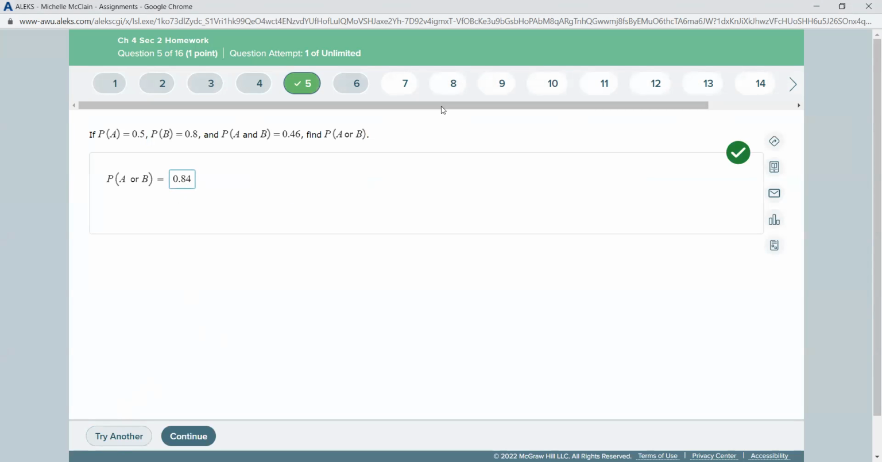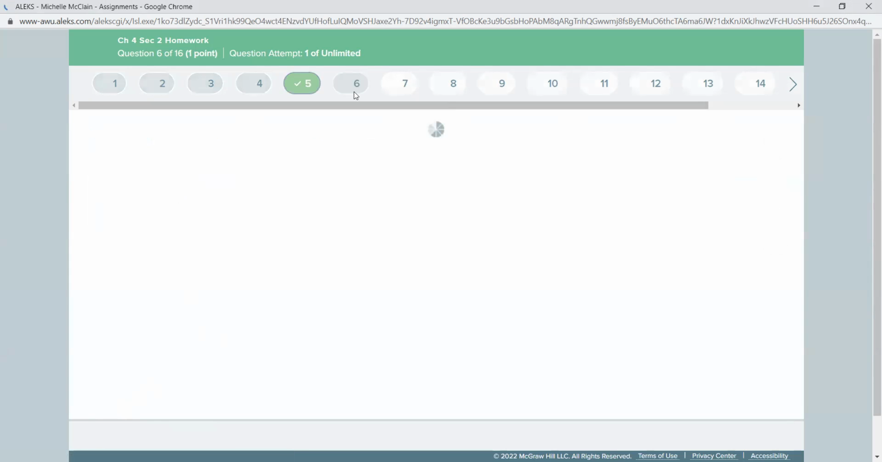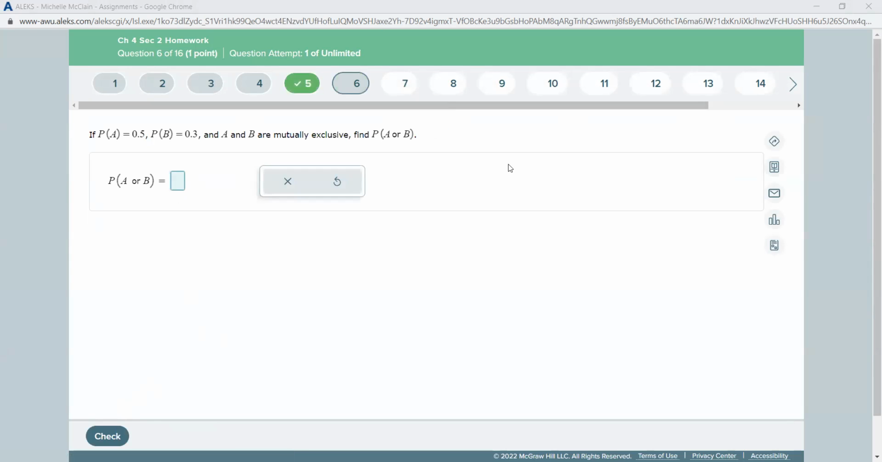So now let's move on to our next homework question. So this one is very similar, except we have some additional information. So let's read our problem. It says if the probability of A equals 0.5, probability of B equals 0.3, and A and B are mutually exclusive, find the probability of A or B.